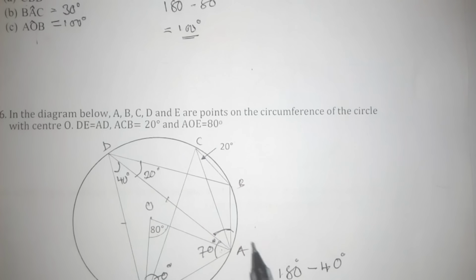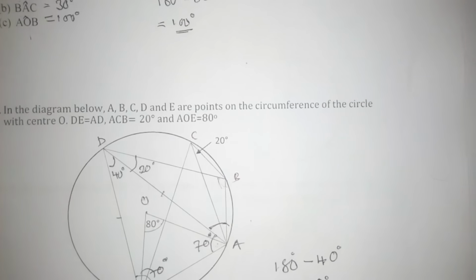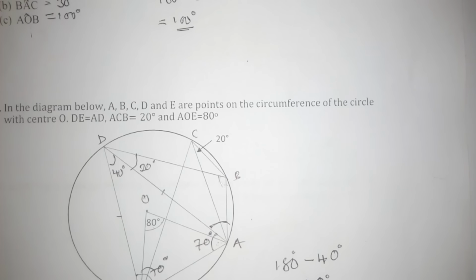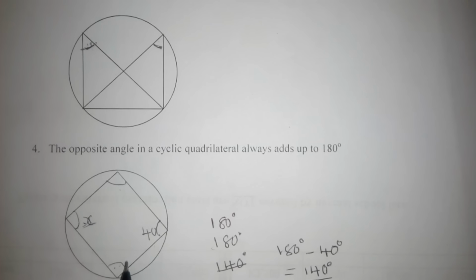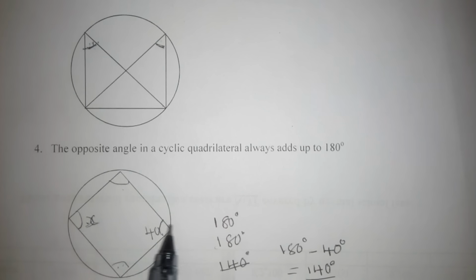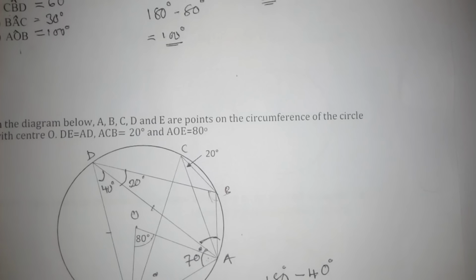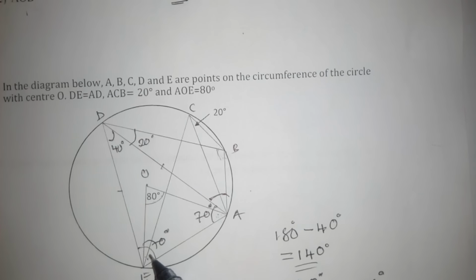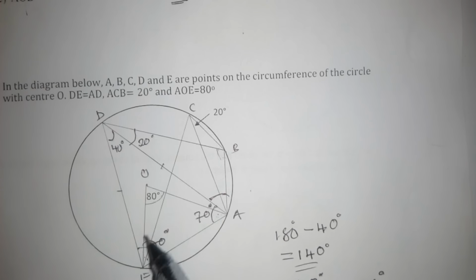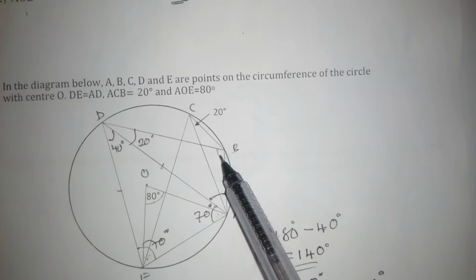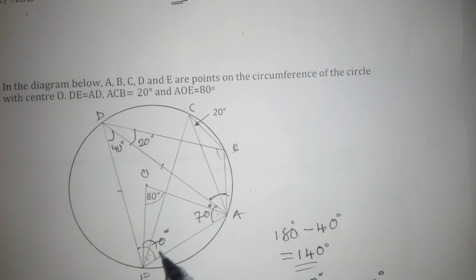So we have this, we need this one. How do we find this one? For us to find that one, we're going to use this property here. Opposite angles add up to 180 degrees. So we will say this angle is opposite to this angle here. Opposite of this angle. If you can see this one. So this is this one.